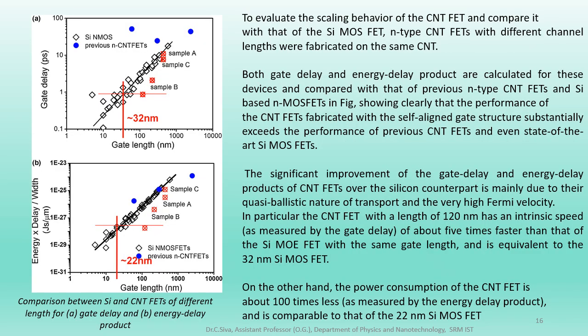When CNT FETs of different lengths are compared to silicon MOSFETs, CNT devices show much better scaling trends. A 120 nanometer CNT FET is 5 times faster than a silicon MOSFET of the same length and consumes about 1/100th of the energy. This is due to the quasi-ballistic electron transport and high Fermi velocity in CNTs.